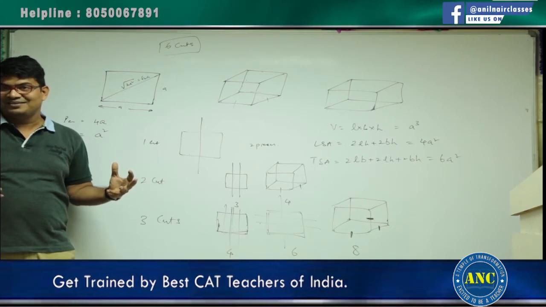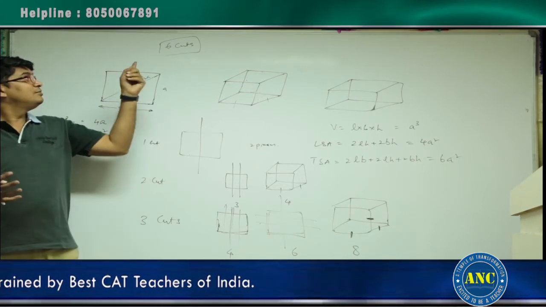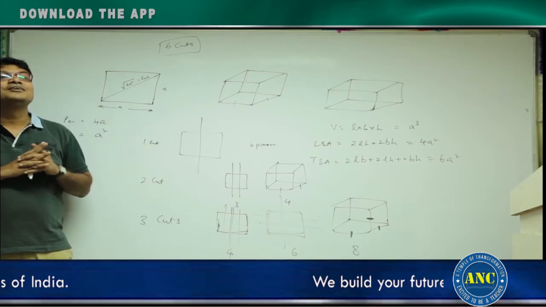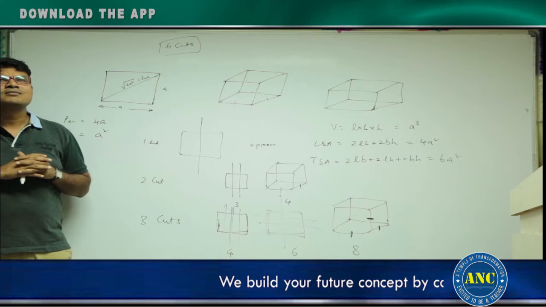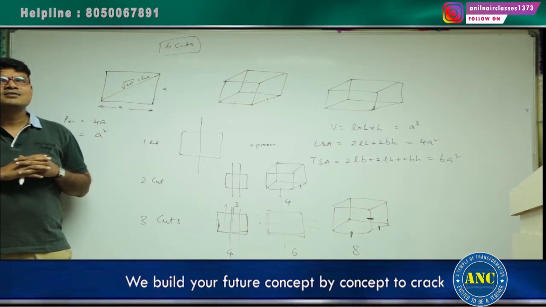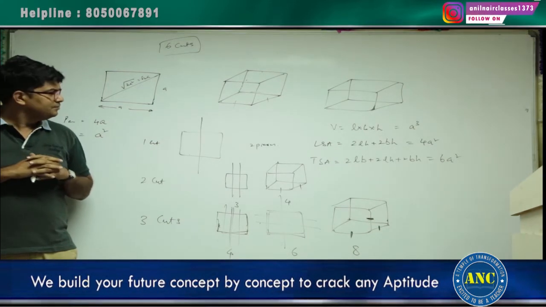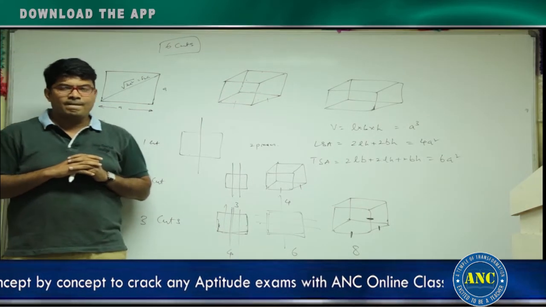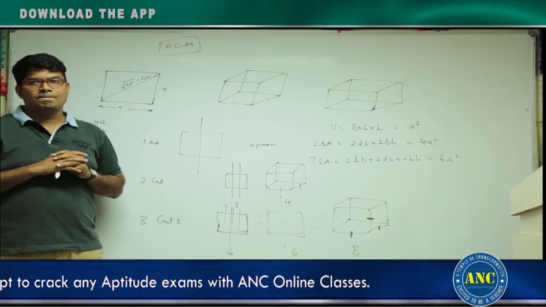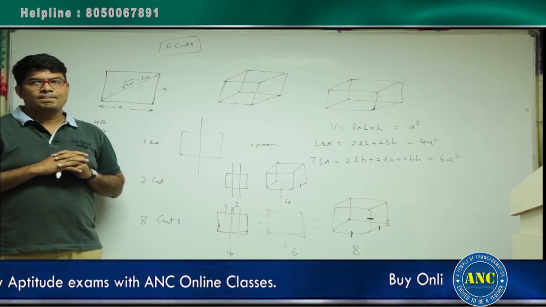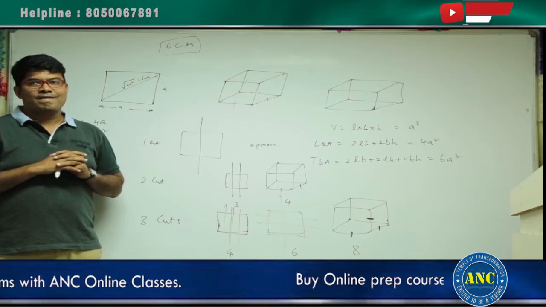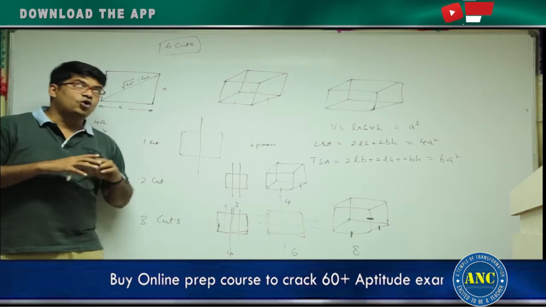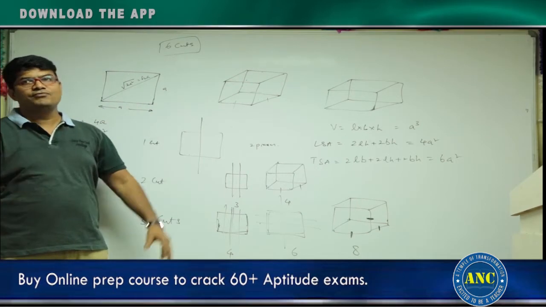Come on, do it. 24 pieces. Do it for 6 cuts. 24, sir. No? If you do 6 cuts, how many identical pieces can be formed?